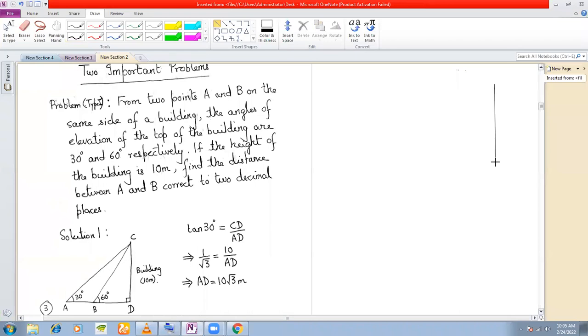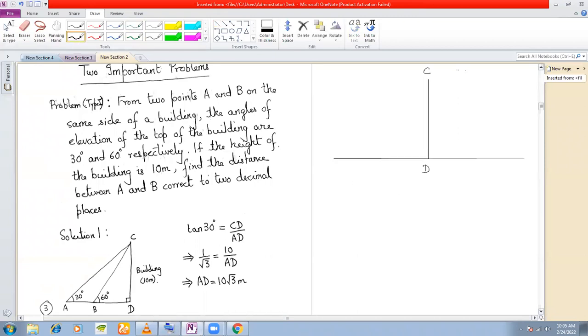Let's say this is the building. Okay, let me just draw it here in the middle. Let's say this is your building. Okay, let's call this building CD. Okay, and this is your ground level. Okay, this is your ground level.